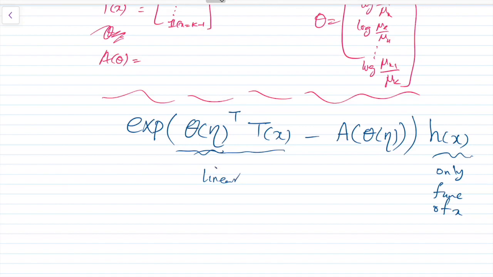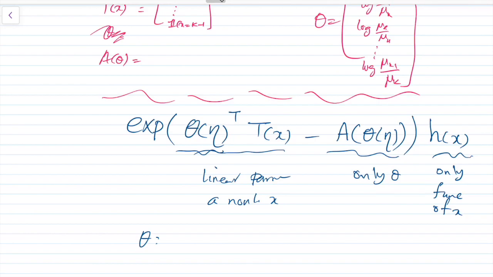This is basically a linear function of parameters, and perhaps a nonlinear function of x. And this is only a function of theta. If you can factorize your distribution with some parameterization, that's basically the exponential family. So theta is called the natural parameters.